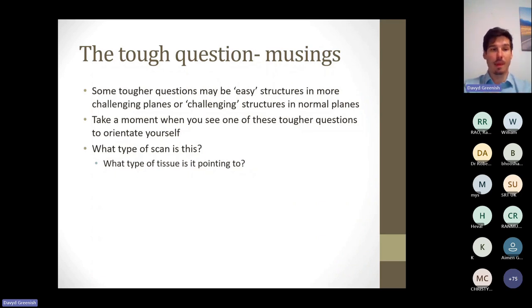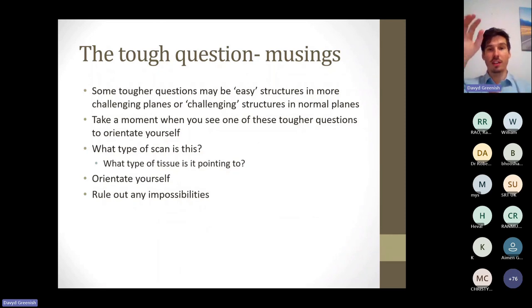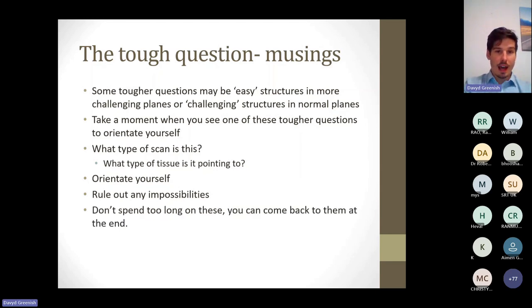Your first instinct might be to panic, but take a moment to work out where you are, trying to work out what's anterior, posterior, medial, lateral. If you can identify some of those structures, then suddenly you might be able to unlock the difficult question and rule out anything it can't be. Some of these are very tough, and if you find they're too tough, you can always come back to them or leave them till the end if you're spending too long on one.